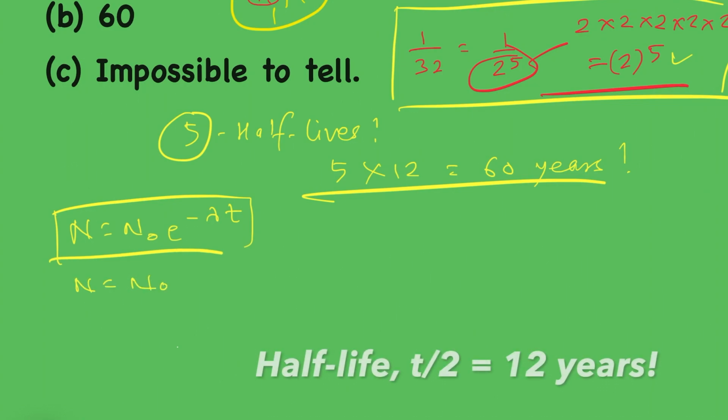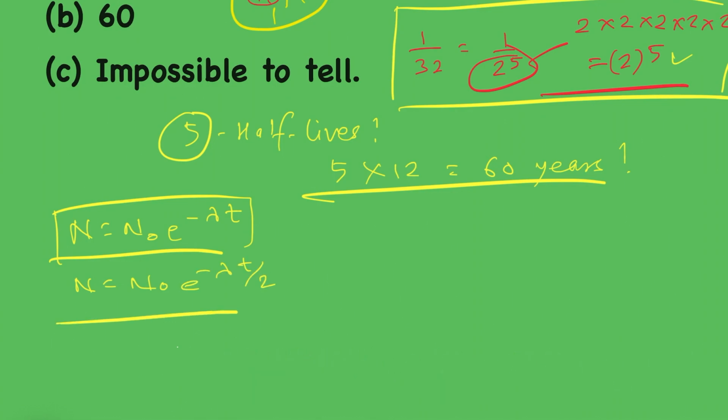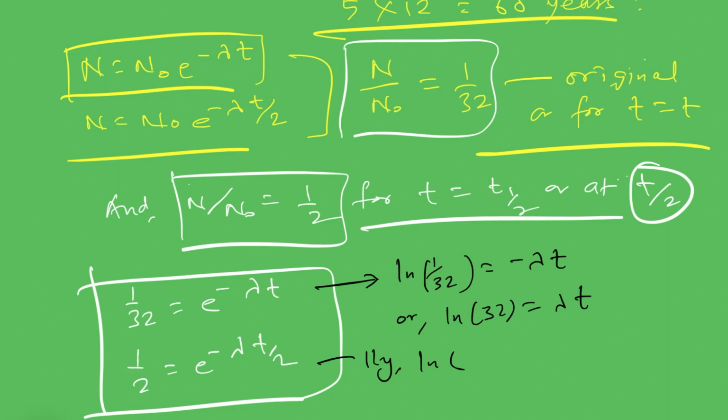On substitution, the new equation becomes N equals N naught exponential negative lambda times t half, or negative 12 times lambda. For the whole time, this ratio of N to N naught is equal to 1 to 32, which is equal to exponential negative lambda times t. Let's give them equation numbers: the half-life, equation 1, and the whole time, equation number 2.